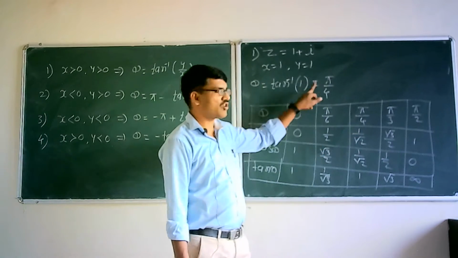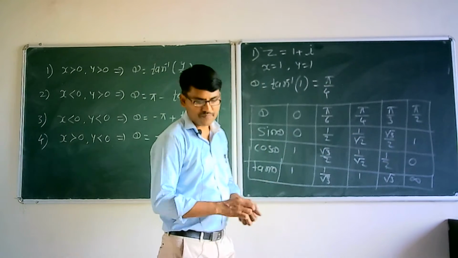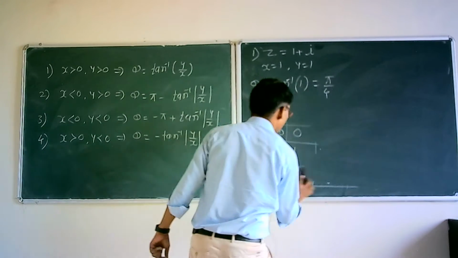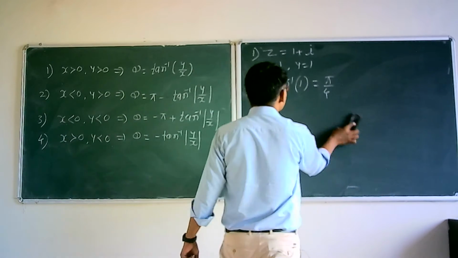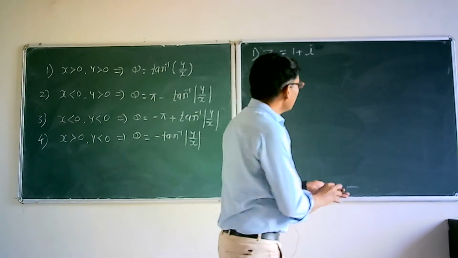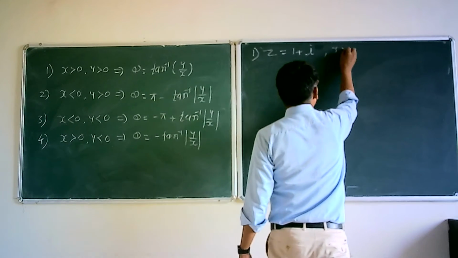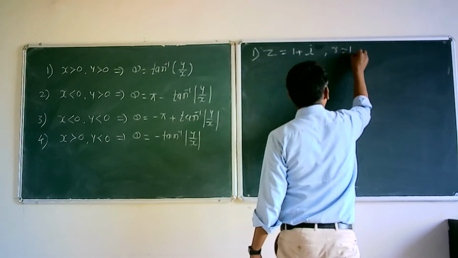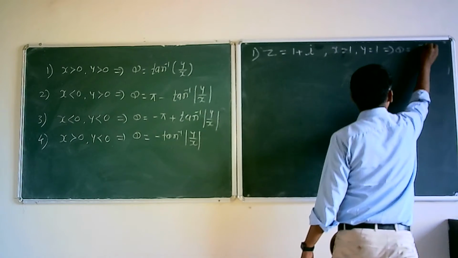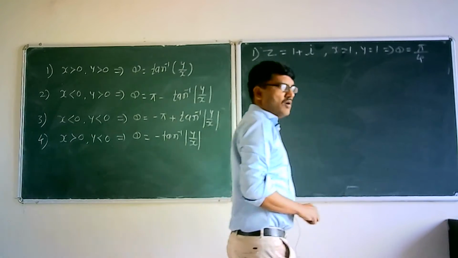So what is tan inverse of 1? It is pi by 4. So hope you understand. Now next, suppose, so I am writing here, x is positive, x is equal to 1, y is equal to 1. So here theta is equal to tan inverse 1, which is equal to pi by 4.